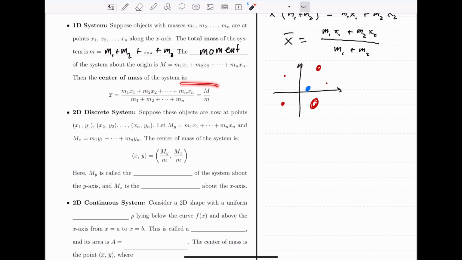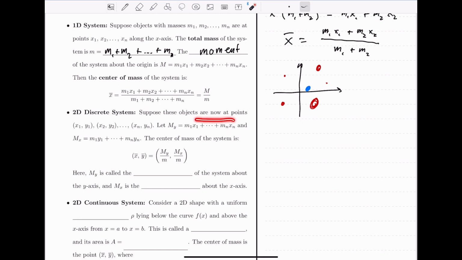And we use the same exact formula that we used in the one-dimensional case to handle just the x direction and then just the y direction. So if we look at the formula here, focus on the formula for x bar, the x coordinate of the center of mass. We have this m sub y, and this is not a typo, this should be a y. It is the moment about the y-axis, the tendency to tilt or to rotate about the y-axis.